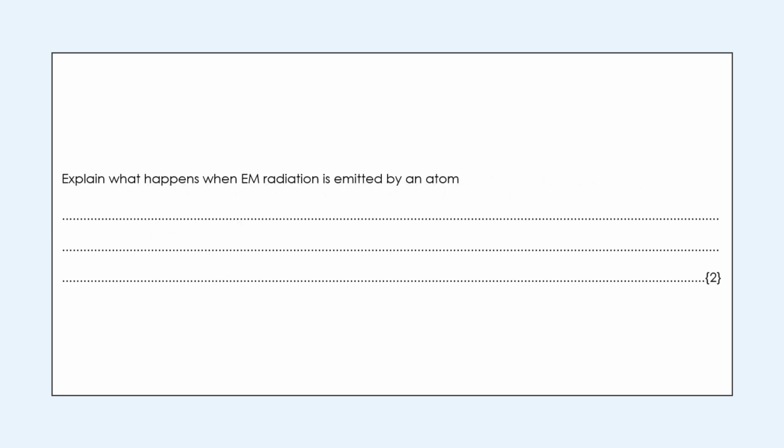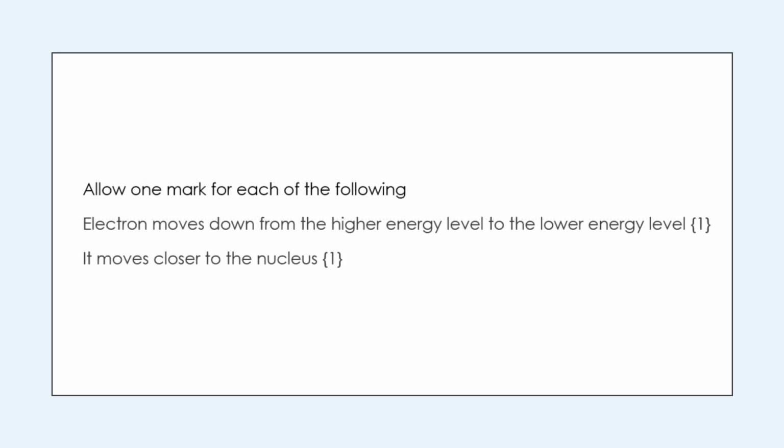The next question is to explain what happens when EM radiation is emitted by an atom. This is just 3 marks, so think about the scientific content we learnt. Explain questions generally are just content and recall questions and need you to tell the step-by-step process like a recipe, so as long as you learn the content well, explaining questions should be a breeze. The answer is that the electrons move down from the higher energy level to the lower energy level, and the second mark is to explain that it therefore moves closer to the nucleus.